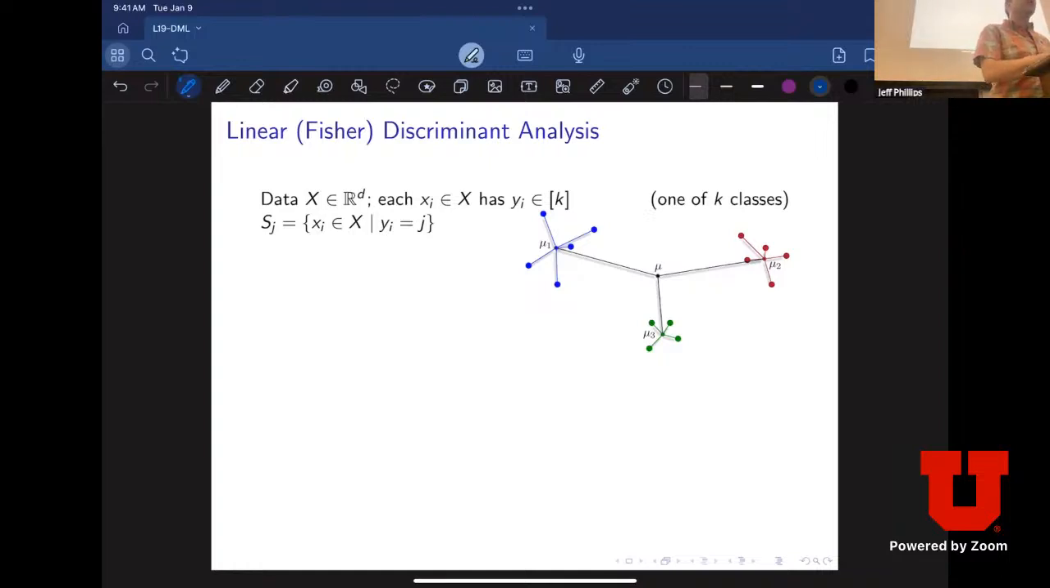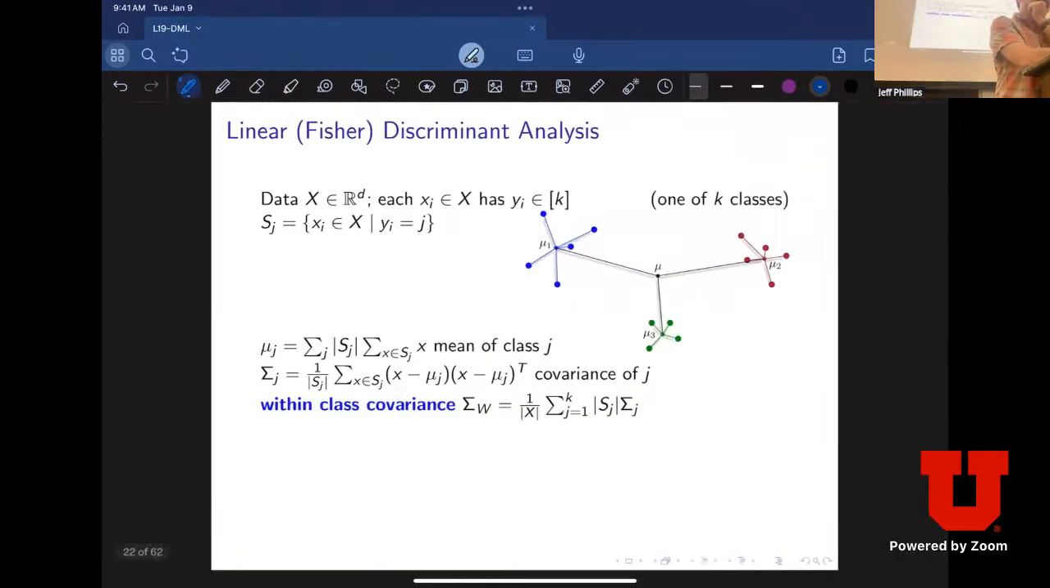And now I want to find a projection. They're maybe in very high dimension, and I want to project them down to say 2 dimensions so that the points within a cluster are close, and the points across clusters are far away from each other.